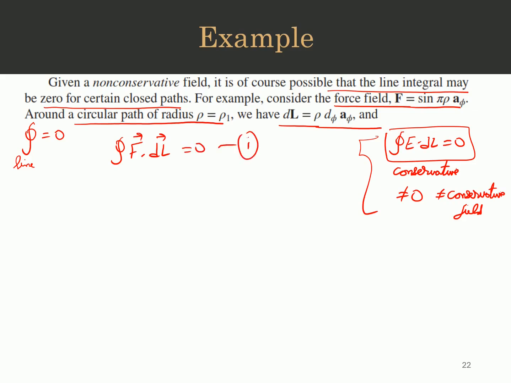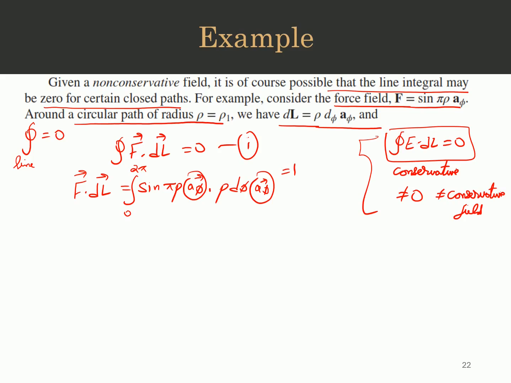So what is F dot dl? Let us integrate this. F dot dl is equal to sin(πρ) along aφ, and we are integrating it because it's a circular path, so the range will be from 0 to 2π, and dl is provided as ρ dφ along aφ. So this dot product equals 1.